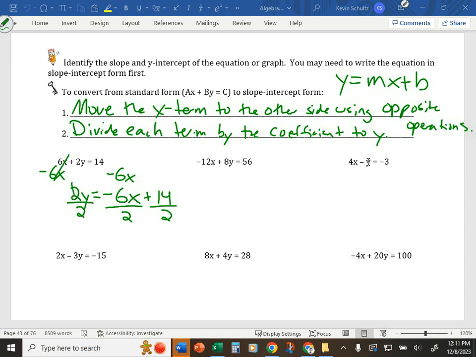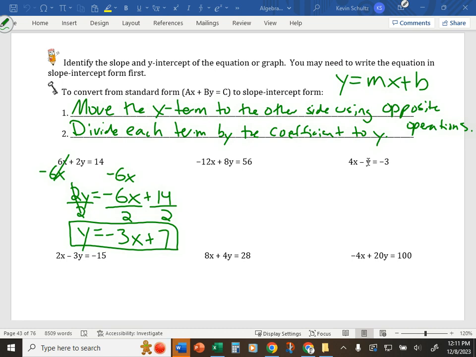On the left side, 2 divided by 2 cancels out. y is by itself. Negative 6 divided by 2. We can ignore the x. What is negative 6 divided by 2? Negative 3. So y equals negative 3. Put the x back in. And then 14 divided by 2. Positive 7. So y equals negative 3x plus 7.